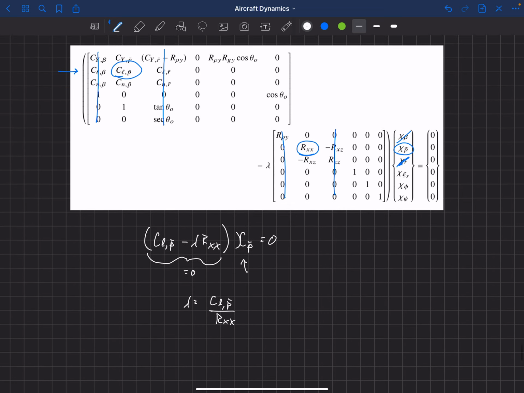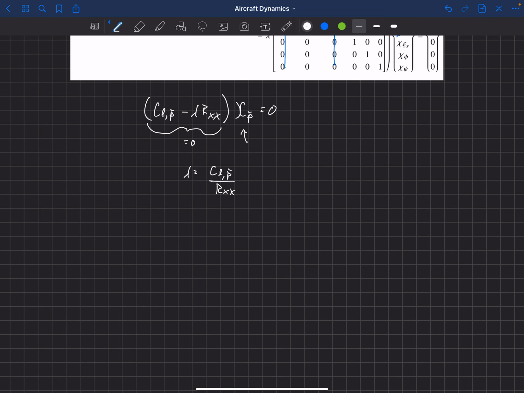Okay, so that's our dimensionless eigenvalue for roll, and from that we can get a dimensional damping rate, which is equal to minus 2 V naught over BW times the real part. This is just a real number. Notice that there's no imaginary component because these two things here are both just real numbers. So we divide those, all we have is a real component, and so it's going to be 2 V naught over BW times CL P bar over RXX.